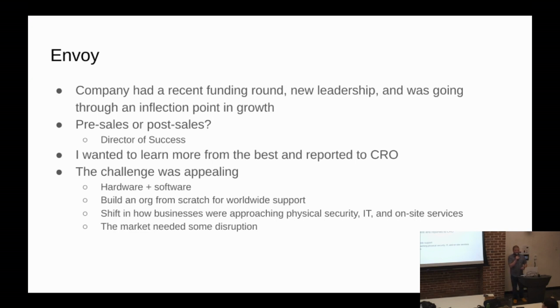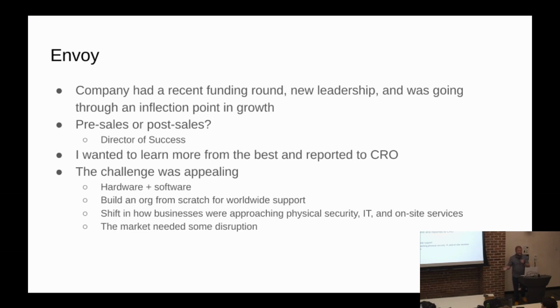He was great, he gave me wide berth to pretty much do whatever I wanted. The challenge was also appealing. I pretty much just worked in software exclusively up until this point. Envoy, you'll know them as their iPad sign-in thing for a lot of companies in the offices. They also have other products. It was a mix of hardware and software. I thought that was going to be unique and kind of interesting.